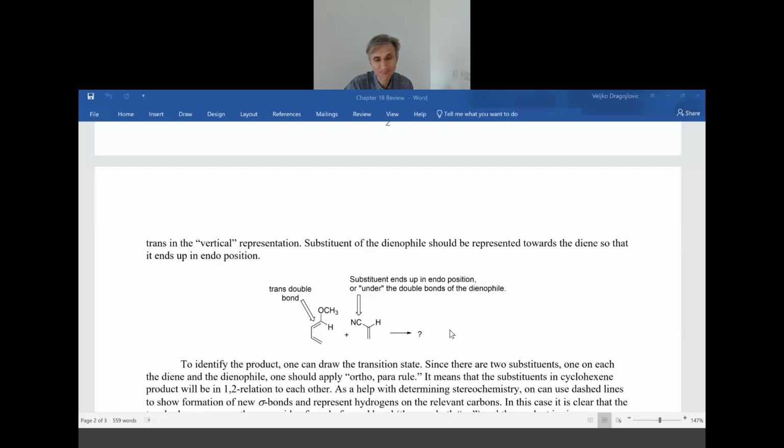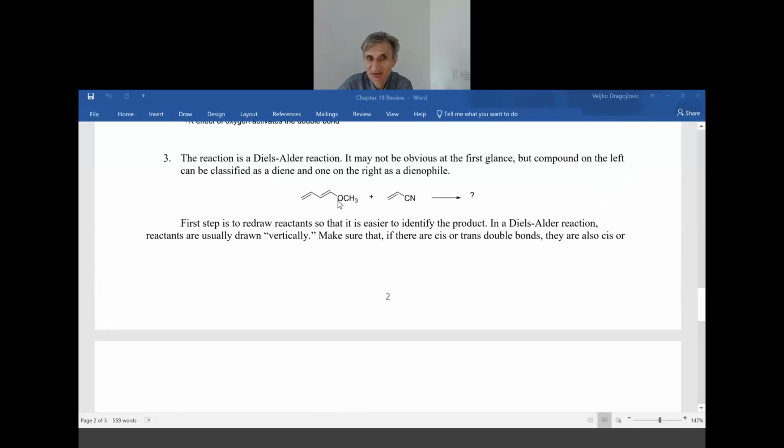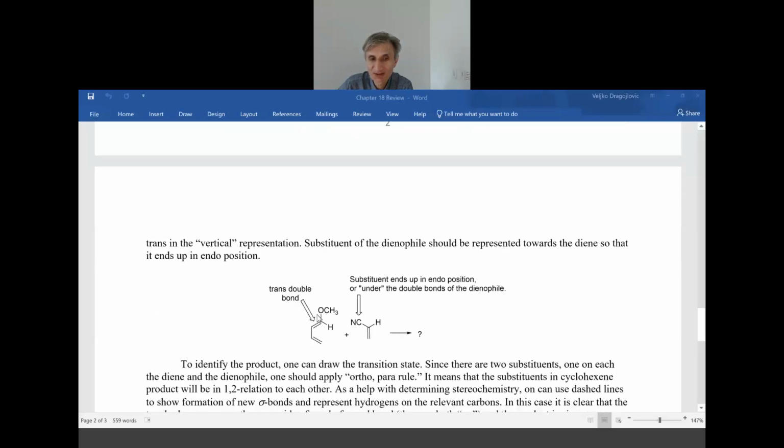And then if you recognize it as a Diels-Alder reaction, it's a good idea to redraw the reactants so that you can draw the correct products. So you redraw the reactants so that the double bonds are essentially vertical. And make sure that you retain the stereochemistry of each double bond. So this is a trans double bond. You see it's trans in the starting material. And that's the only double bond that exhibits any stereochemistry. And so it has to be trans in this vertical representation.